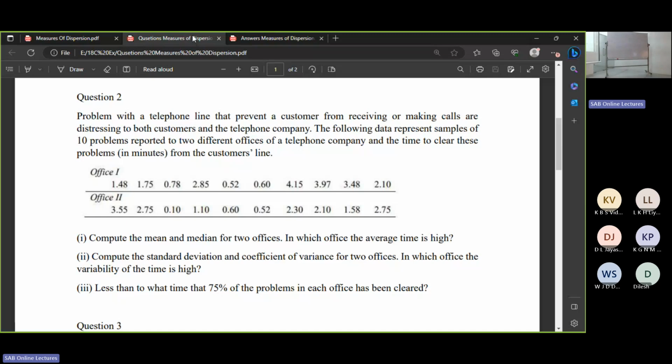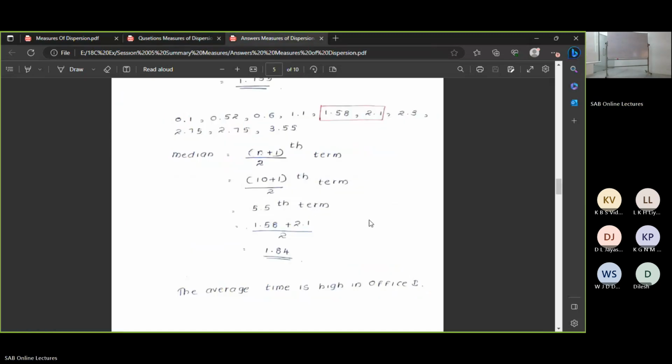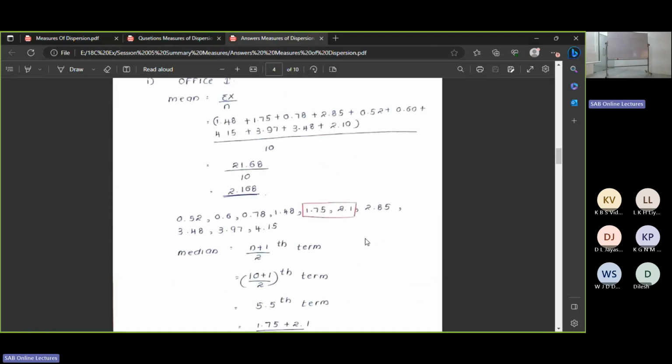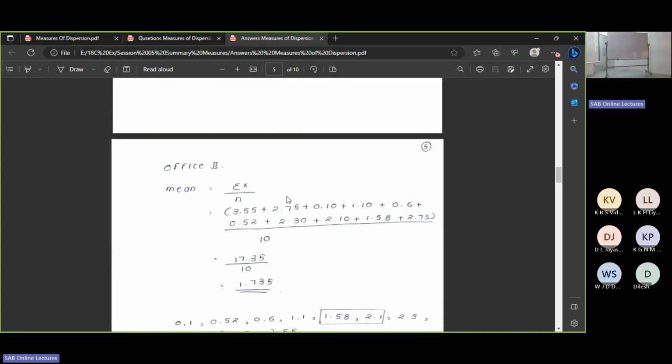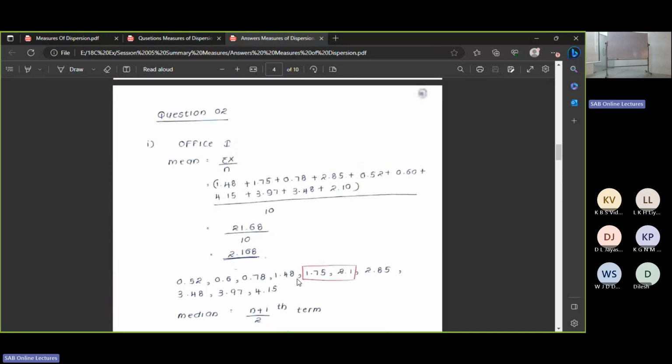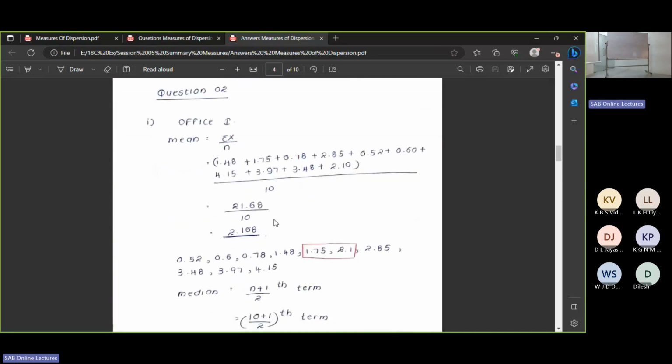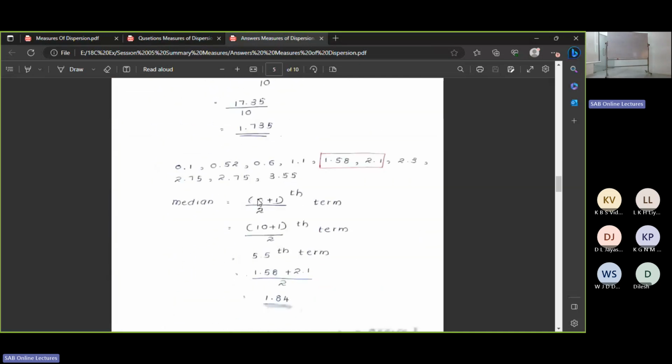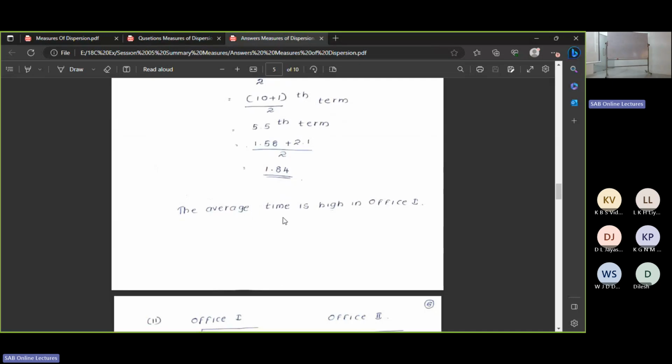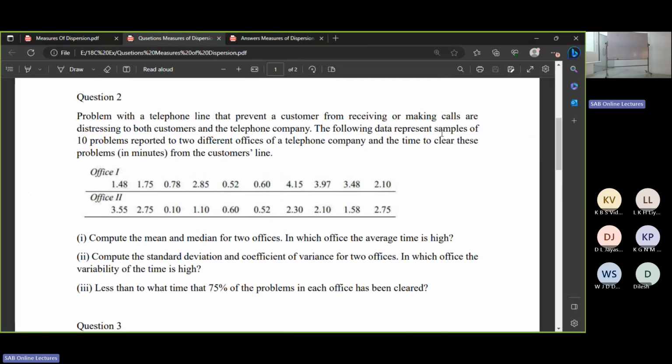Then which of it? When comparing the two mean values, of this one 2.168, of this two 1.735, which of it has the average time high? Of this one. Okay, then you can write average time is high in office 1. Then do Roman number 2.